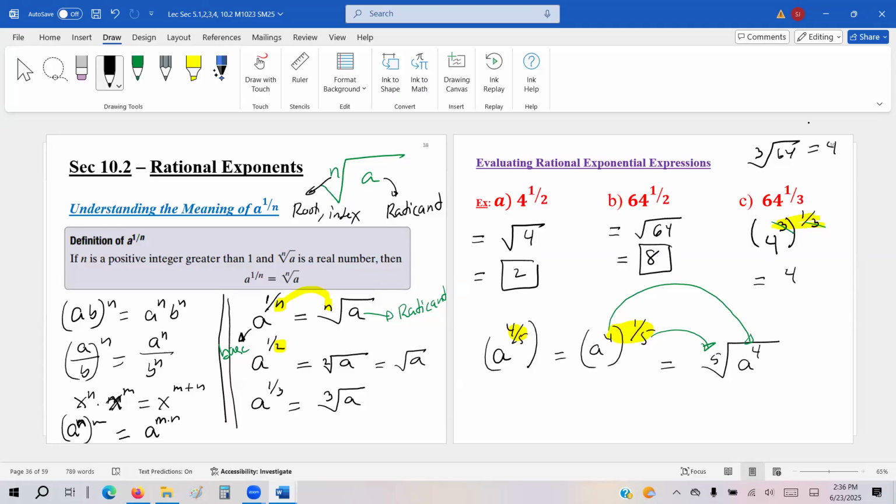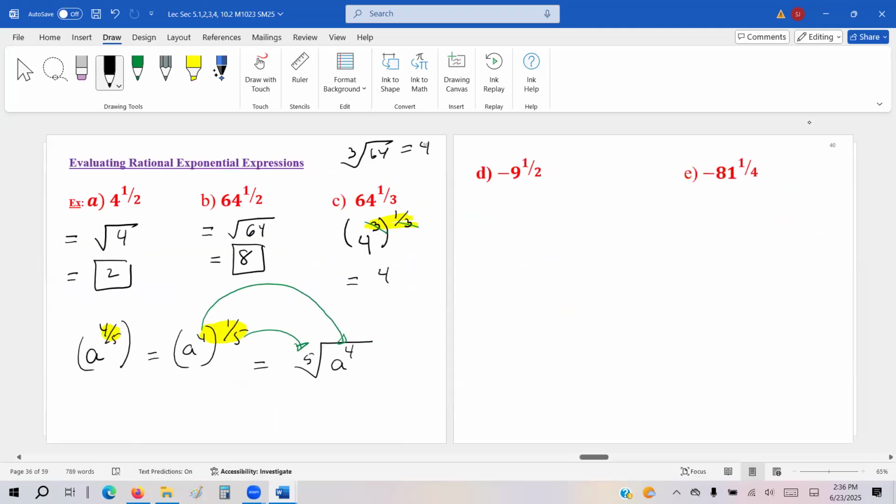Okay? Is there anybody who is confused? Nobody? Well, let's try the next one. Do you remember having a negative and not having a negative? That makes a difference, right? So -9 to the 1/2. What is our base here? -9 or only 9? What's the difference between this and this?